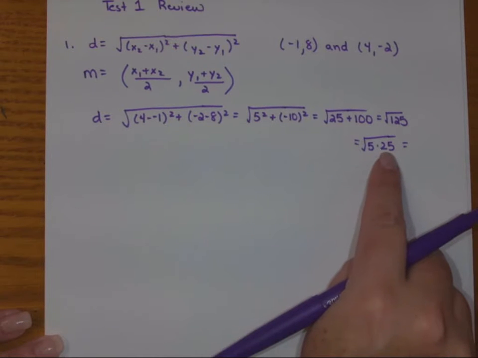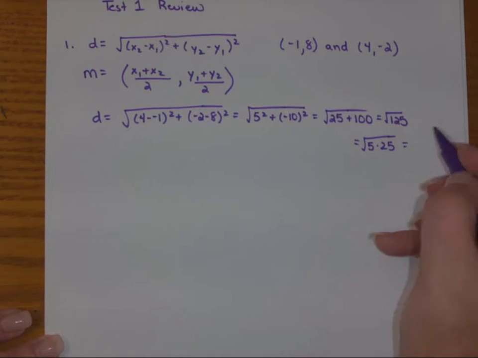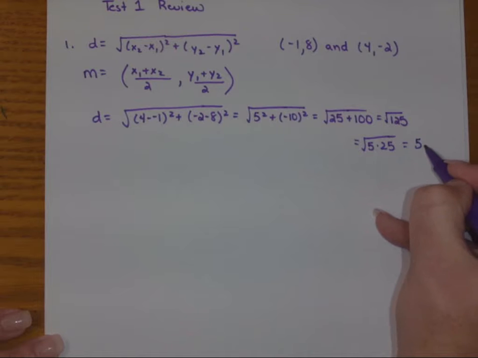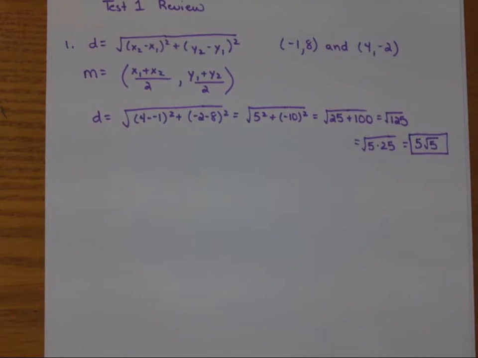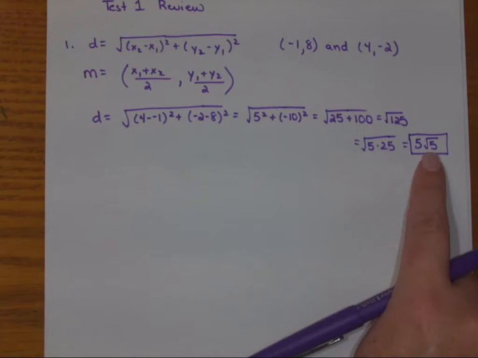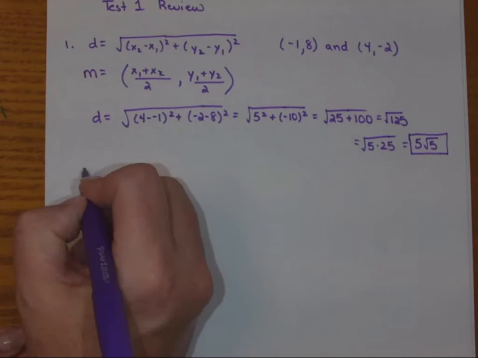Notice I can take the square root of 25, but not the 5. So the square root of 25 is 5, and then the square root of 5 has to stay put. Okay, so that is the answer I'm looking for, not a decimal equivalent or a decimal rounded version. I want to see the exact answer, which looks like that.